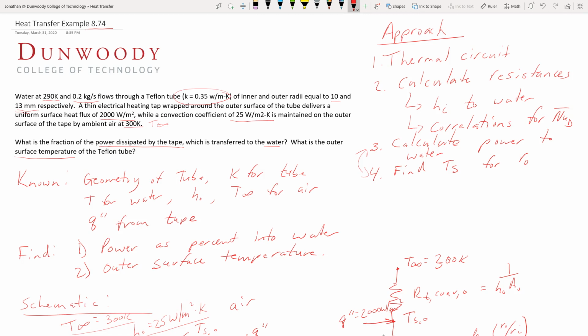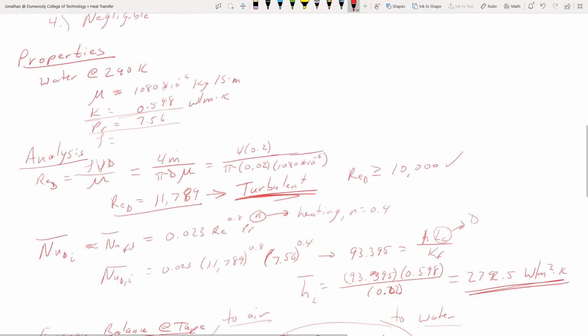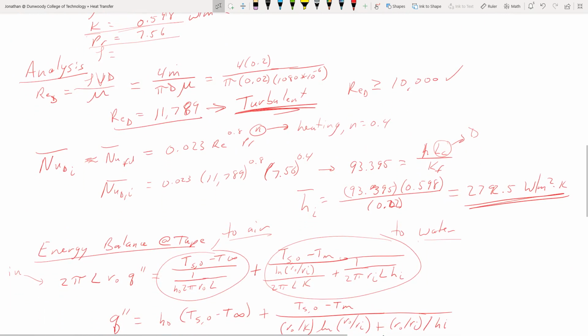So hopefully this was helpful. We used the Dittus-Boelter equation for this, right? We used that Nusselt number for an average Nusselt number. That's because we had turbulent conditions. If we didn't have turbulence, we'd have to use the laminar, which for constant heat flux would be 4.36 for our Nusselt. What do we have for our Nusselt down here? We had 93, so much better with that turbulence. So not surprising there.